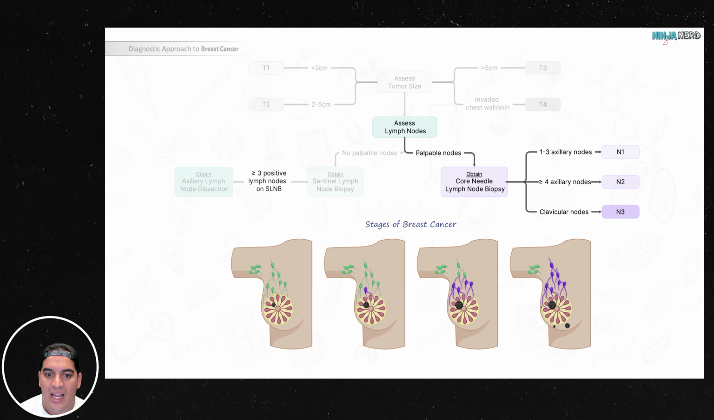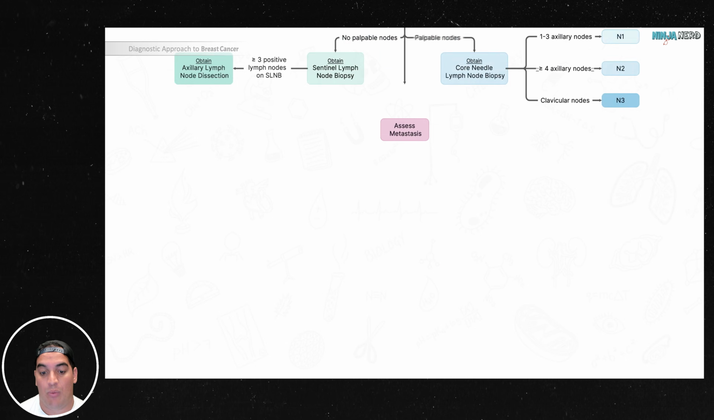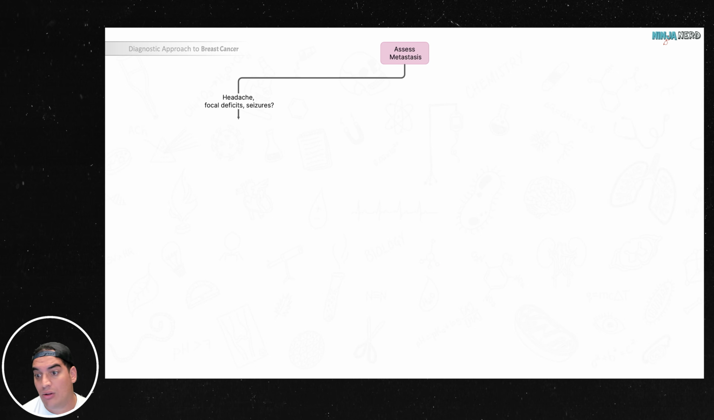And the reason why is we've now developed the T, we've got the N, the last part is the M. And so from here, all I want to know is, is there distant metastasis? Has this cancer gotten into the bloodstream and spread to other areas, like the brain, the lungs, the adrenal glands, the bone? That's what I want to know. And so we often look for symptoms. Do they have a headache? Do they have focal neural deficits on one side? Do they have a new onset seizure?